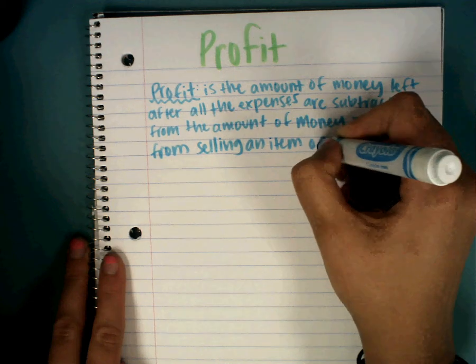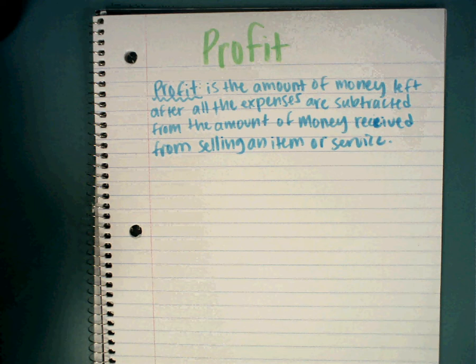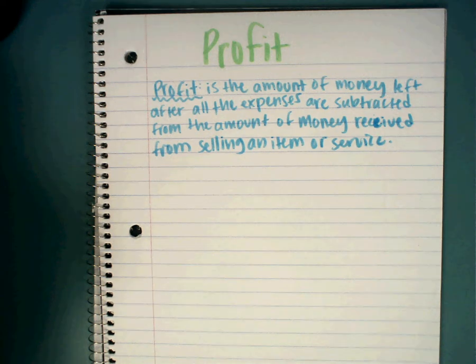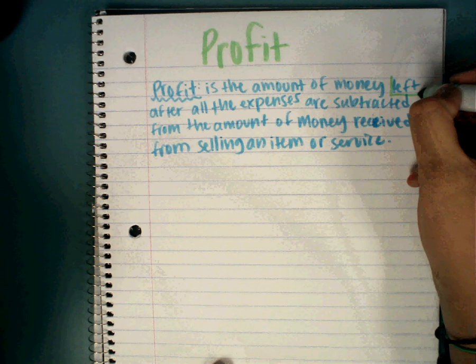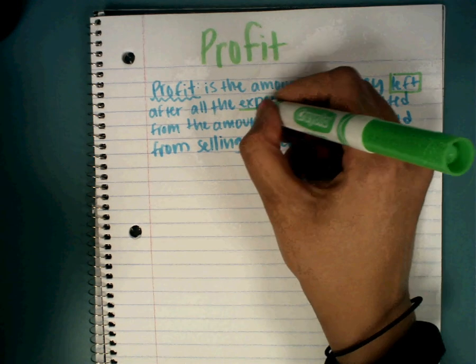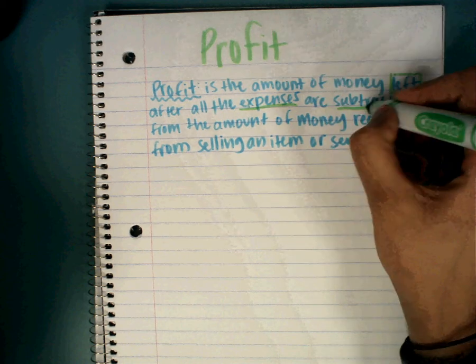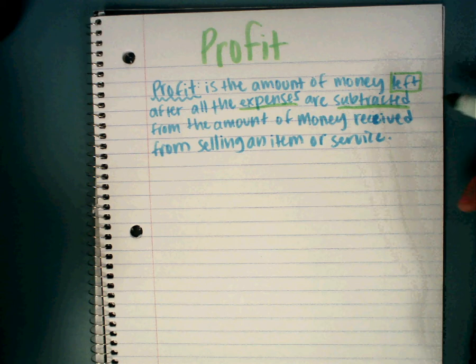So that is a pretty long definition. Let's go ahead and break it up real quick. So it's the amount of money left. I want you to put a box around that word left. Okay? It's the amount of money left after all the expenses are subtracted from the amount of money received, let's underline received, from selling an item or service.